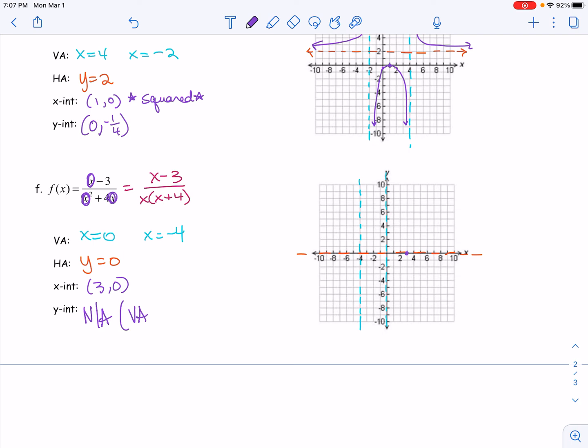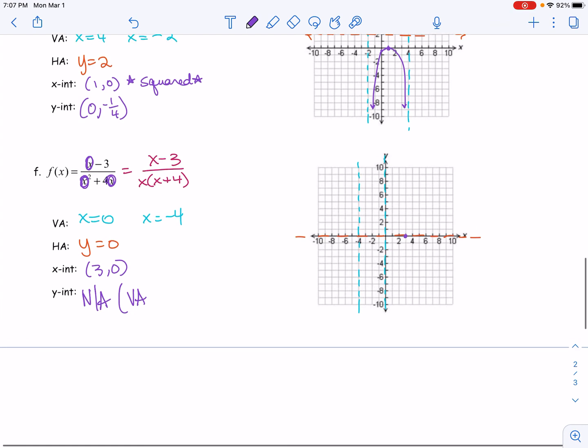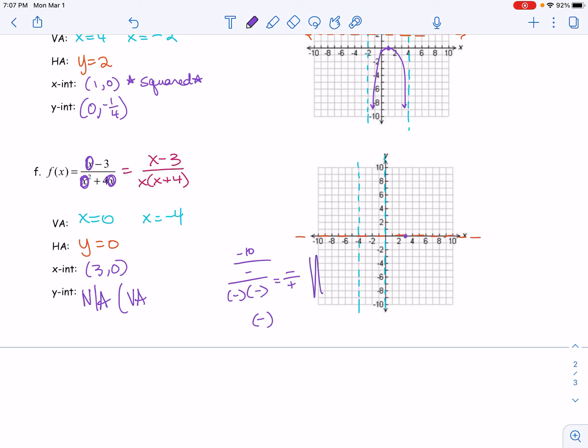So I'm going to pick something like maybe -10, and then I'll pick maybe -2, and that will tell me where I'm at on the graph. So when I plug in -10 into x, I get -10 minus 3, which is a negative number, divided by -10, which is a negative number, times -10 plus 4, which is still a negative number. So that's negative divided by a positive, which is a negative value. So at -10, it's negative. So that means I'm approaching those vertical and horizontal asymptotes down here.